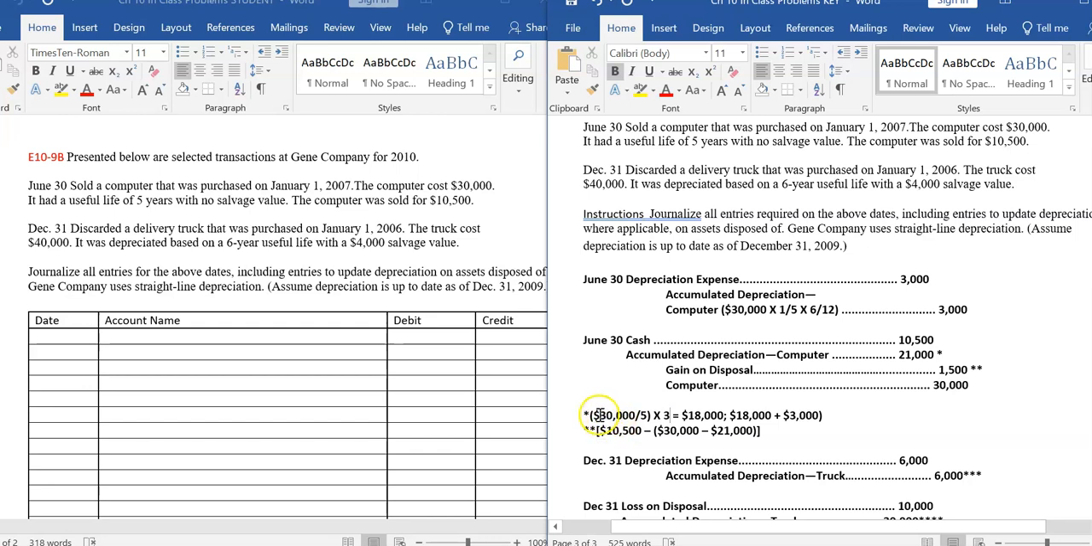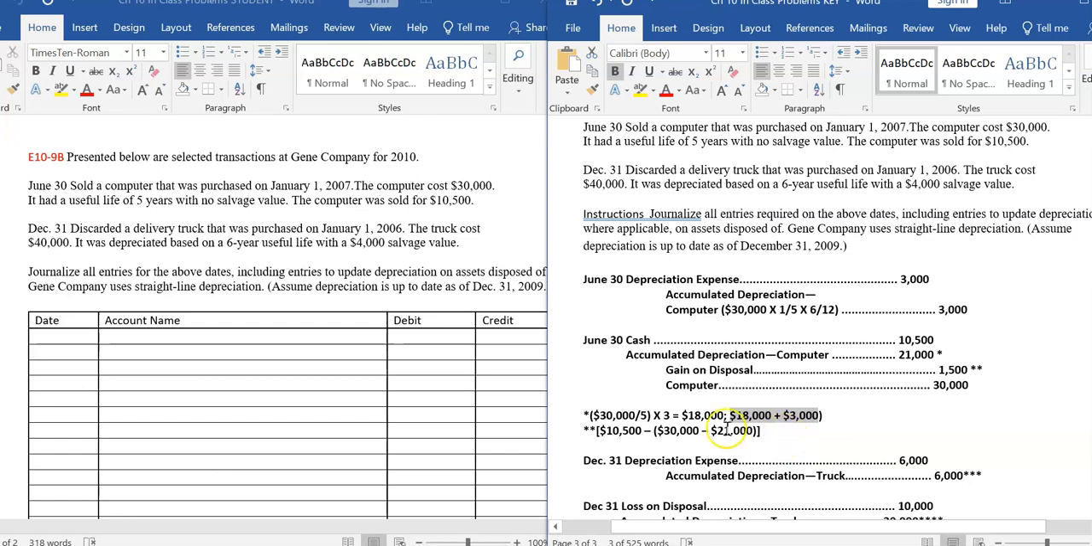So if we take the annual depreciation of 6,000 and multiply it by the 3 years we depreciated it prior to 2010, we would have accumulated depreciation of 18,000. Then we just recorded another $3,000 worth of depreciation, which means the accumulated depreciation would be up to $21,000.